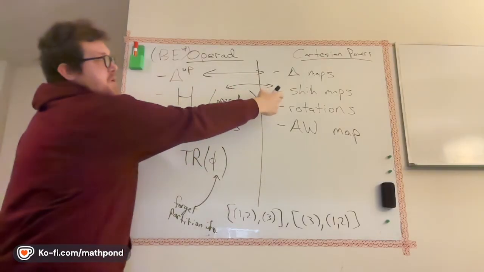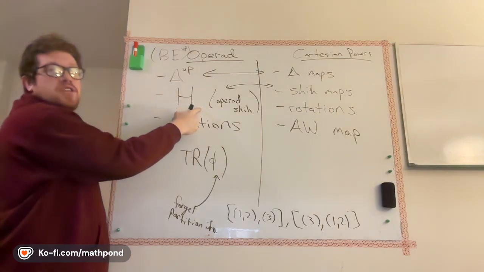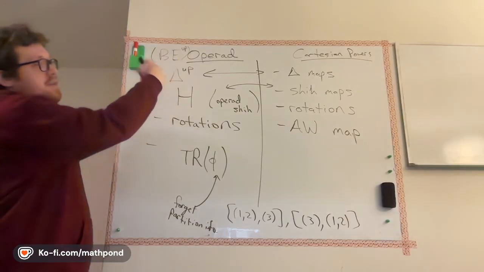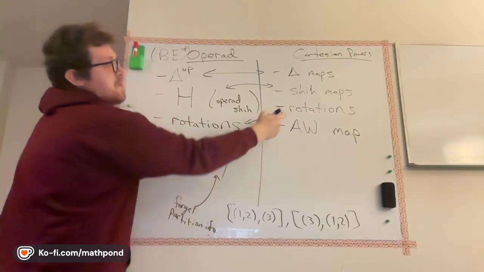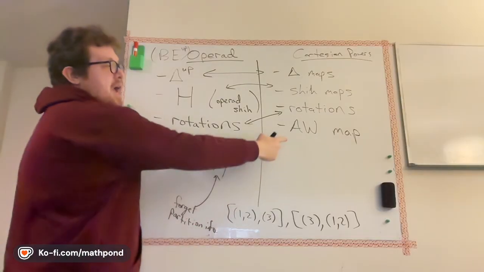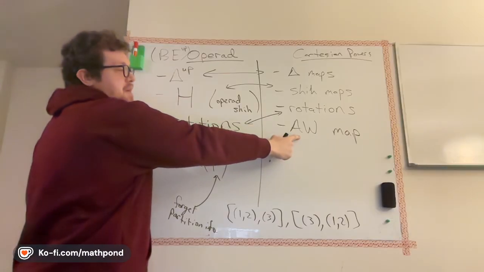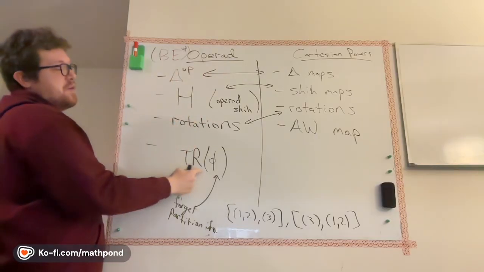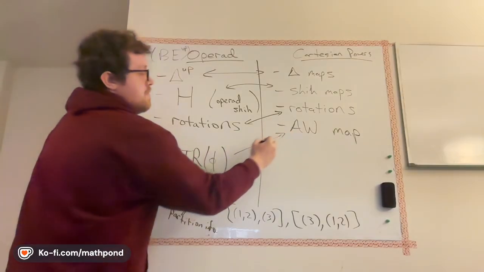Whenever I do a shuffle map on these Cartesian products, I can just as easily take this shuffle map on the operator stuff. Rotations, whenever I do a rotation here, I can do a rotation here, same thing. And then at the end, it's saying whatever I'm going to get after Alexander Whitney should be the same thing as the coaction of whatever is going on this side with this table reduction of this thing. So these are linked together too.